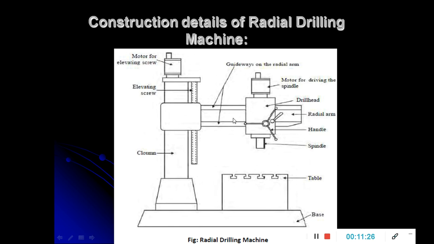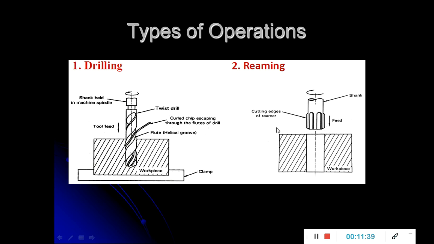With these three basic movements, any corner of a workpiece can be drilled easily without changing the setting of the workpiece. Okay, this is about the radial arm drilling machine. Now next, what are the different operations to be carried out on a drilling machine? So the first one, as you know, is drilling.